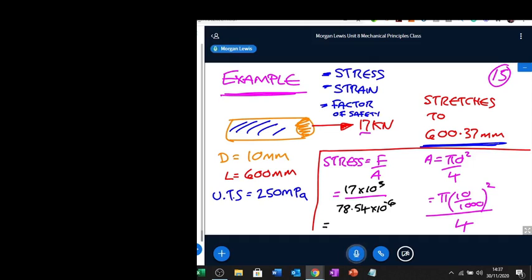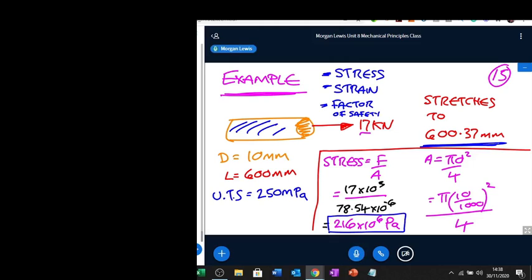Somebody give me that stress, please. 17 to the power 3, divide that by 78.54 times 10 to the minus 6. Should give you a number. What's the answer? 216 mega. Well done, Joe. Don't forget the mega, Joe, right? But you're correct, Pascal, yeah. That's how much stress we've got on this thing.